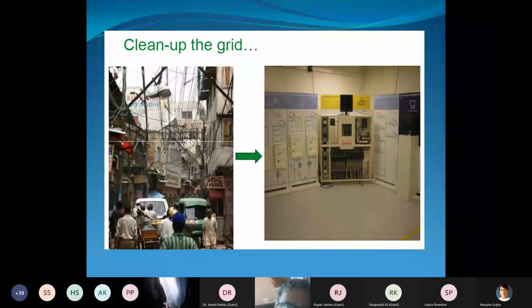See, now how wonderful the control room is there, neat and clean. So this was the old one. Now new one, old one, new one. When you go to Katwaria Sarai, please do visit the Load Dispatch Center of the Northern Regional Electricity Board. Go there and visit.